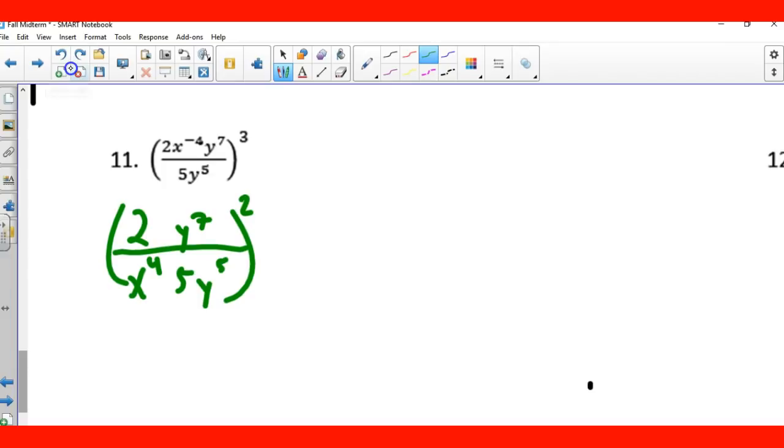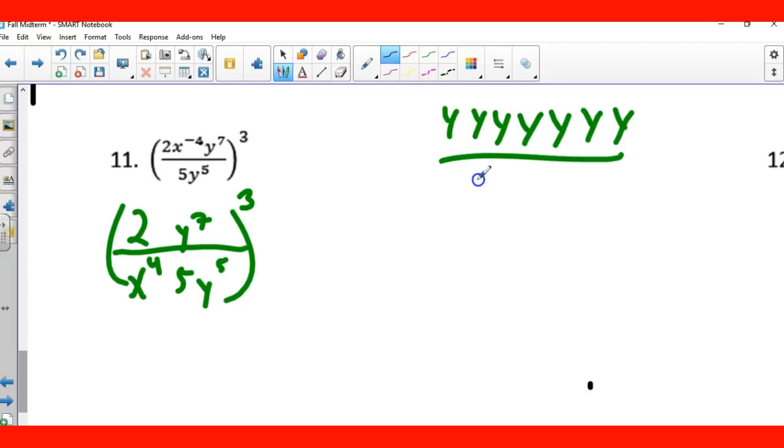Oops, that cube. All right, so cube, there we go. So now, what I want to do first is simplify the parentheses. See this y to the 7th and y to the 5th? Well, because of division, you have y to the 7th all over y to the 5th.